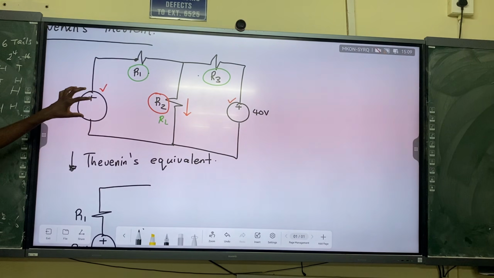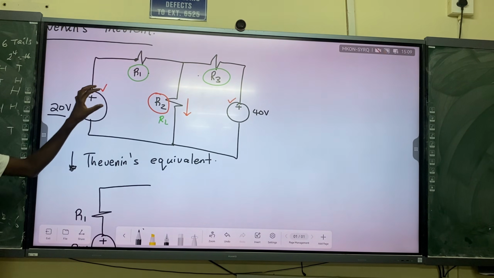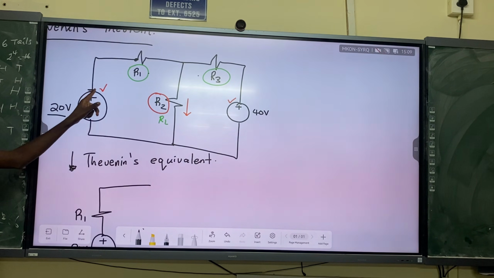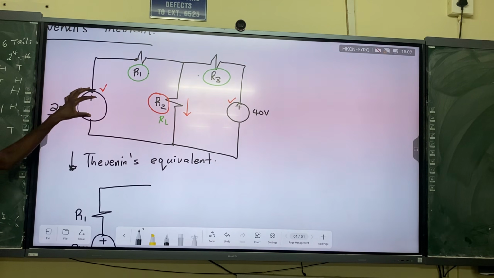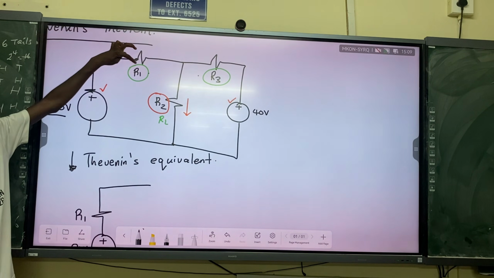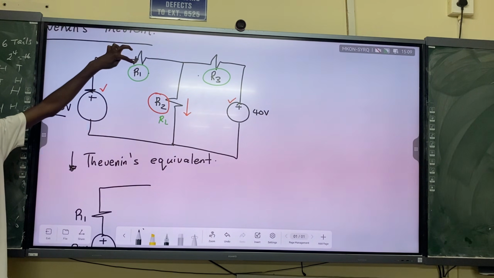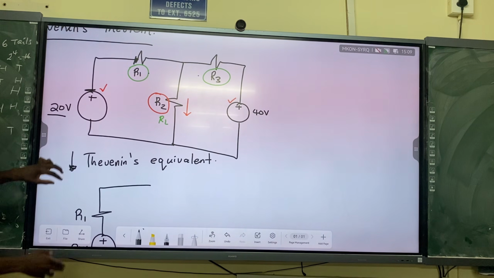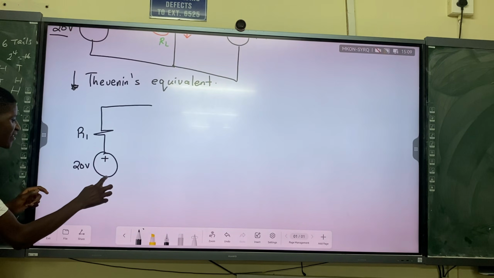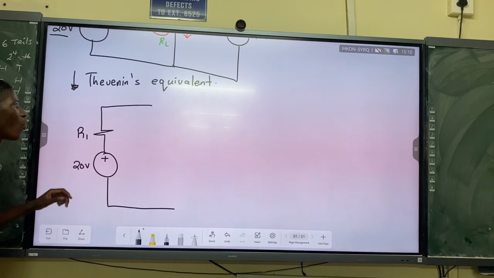So the 20 volts aligns with R1, because on one terminal, this positive terminal of the 20 volts voltage source is connected to the positive terminal of R1. That is why it's aligned. So it's the 20 volts and then we have got R1.